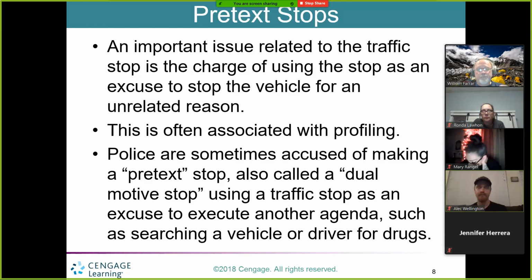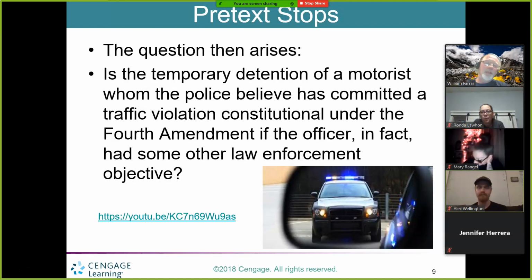And that's one basis for a pretext stop, or what we call a dual motive stop. And that's where you use a traffic stop as an excuse to execute another agenda. Your other agenda is exactly what Alex said. How can I stop him? Because once I stop him, maybe I can get into the car. And some of you are probably going right now in your head, well, you can't do that. Well, yeah, you sort of can to a certain point.